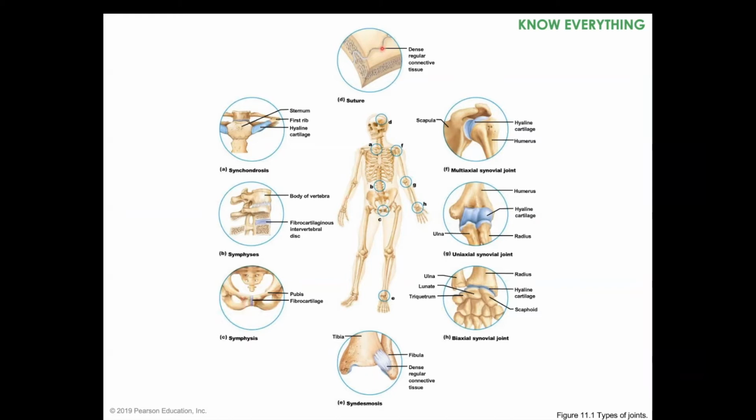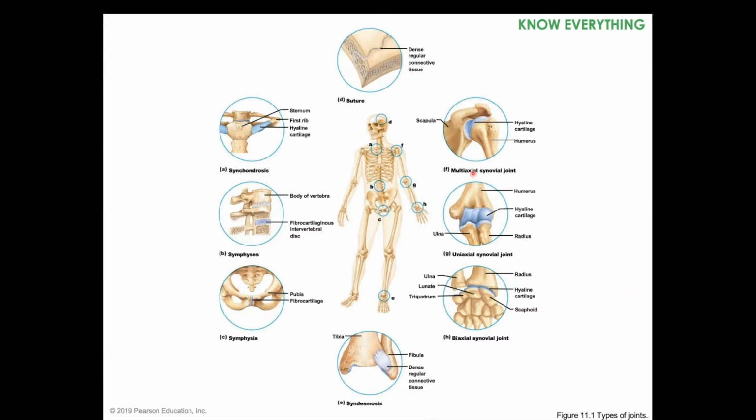At the top, we have an example of a fibrous joint where the sutures of the skull are connected. And at the bottom, we have another fibrous joint where the fibula and tibia are being connected by dense regular connective tissue. Note that fibrocartilage and fibrous joints are not the same. Fibrocartilage is a type of cartilage, so it falls in the cartilaginous group.